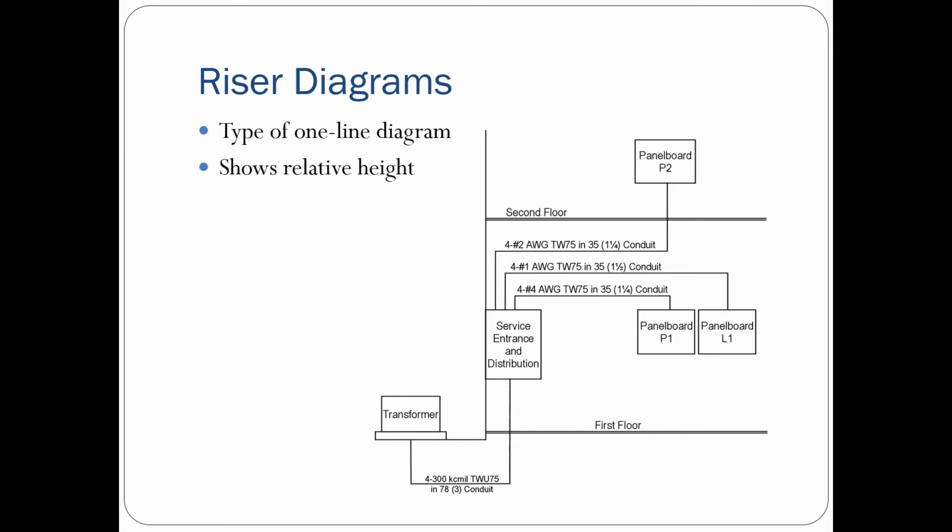With the drawing on the screen, I can see my service entrance and distribution panel feeding three different other panels. Two of them on the first floor being panel board P1 and panel board L1. On the second floor is where I would find panel board P2. I can't see how far apart these panels are, but at least I can see what I need to do in order to interconnect them.